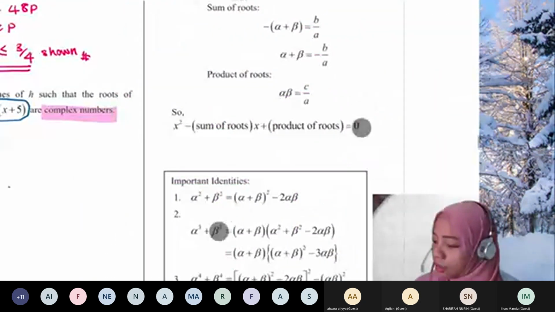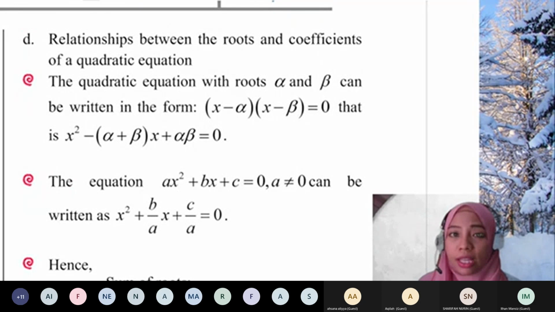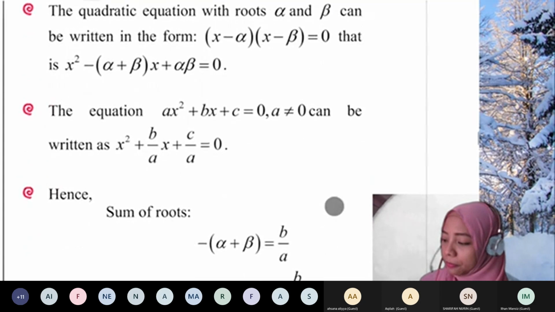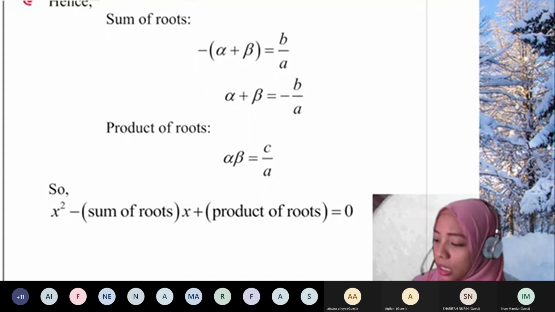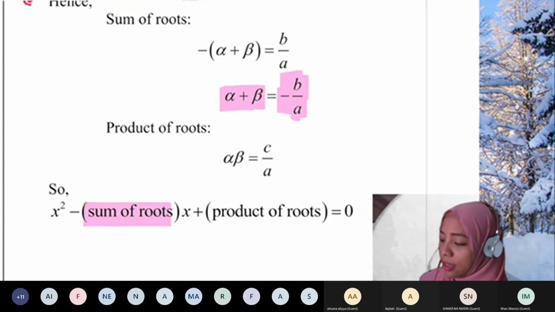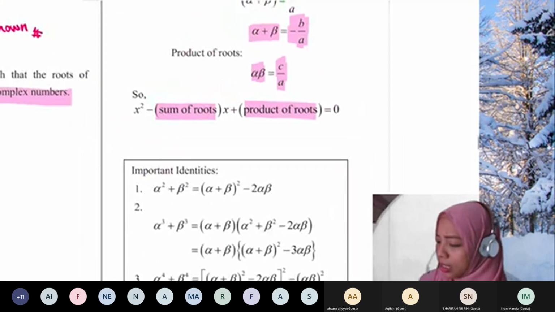Okay, let's look at the other. This is the relationship between the roots and the coefficients of the quadratic. Okay, you have learned this before, right? So just look at the formula. You can read the beginning yourself in the notes. So what does it say? x square minus sum of roots. So first find the sum of roots. How do we find the sum of roots? Alpha plus beta equals negative b over a. Whereas the product of roots is c over a. Okay, this is an important identity you can find yourself.